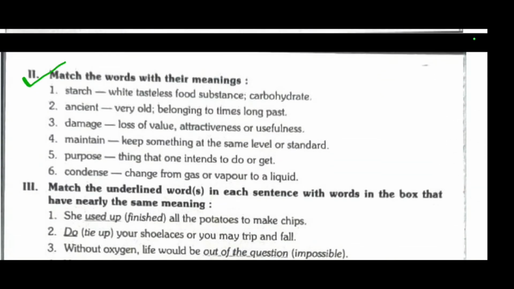Then match the words with their meanings. Starch: white, tasteless food substance, carbohydrate. Ancient: very old, belonging to times long past. Damage: loss of value, attractiveness or usefulness. Then question number 4, maintain: keep something at the same level or standard. Purpose: things that one intends to do or get. Condense: change from gas or vapor to a liquid.